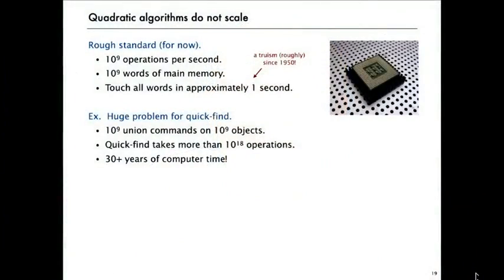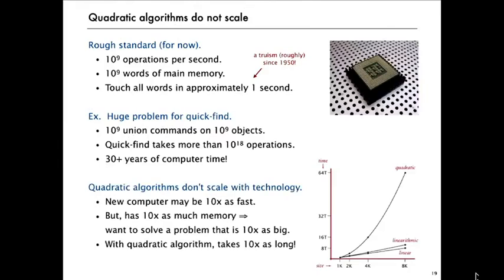Now, what that means is that with that huge memory, we can address huge problems. So we could have billions of objects and hope to do billions of union commands on them. But the problem with that quick find algorithm is that that would take 10 to the 18th operations, or say array accesses or touching memory. And if you do the math, that works out to 30-some years of computer time. Obviously not practical to address such a problem on today's computer.